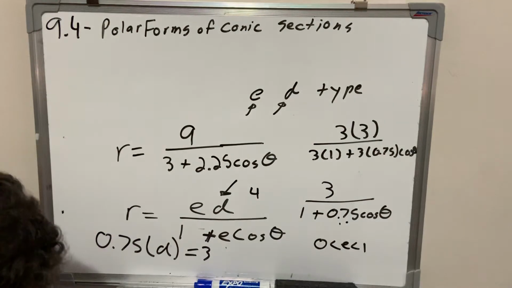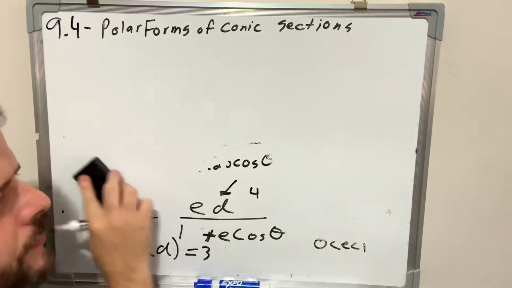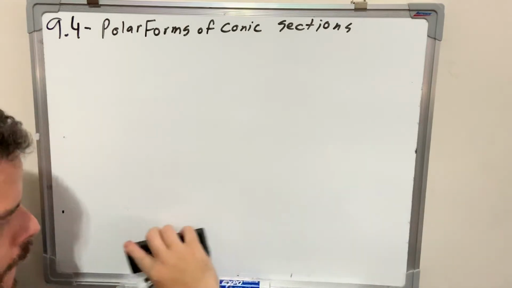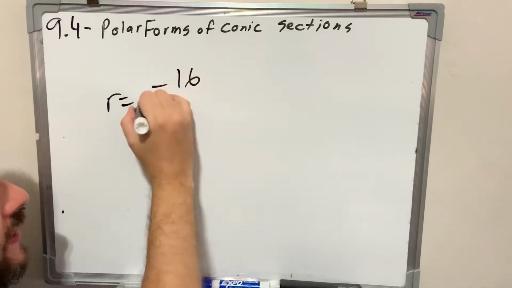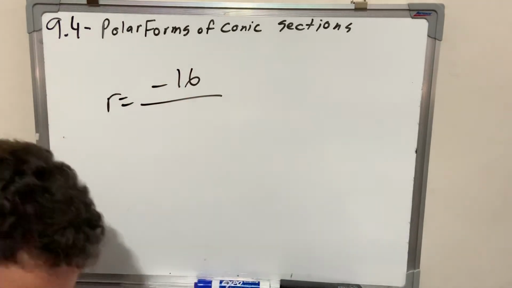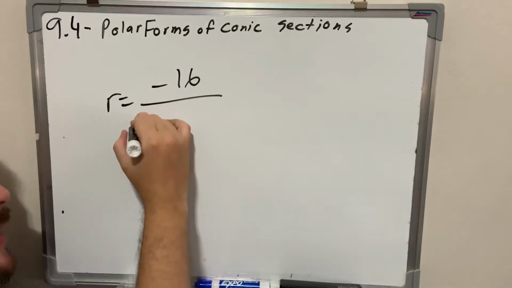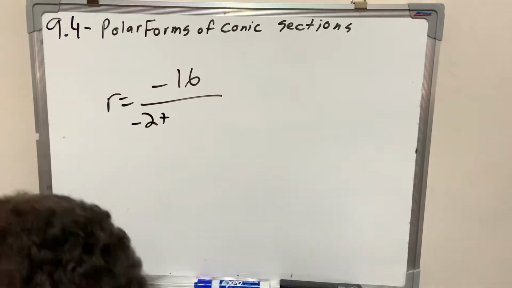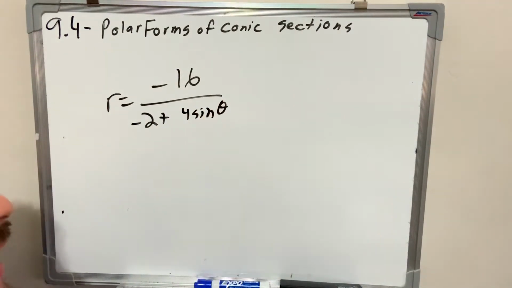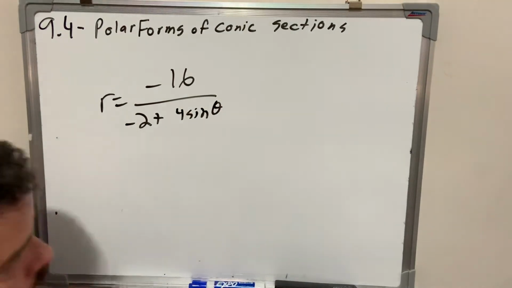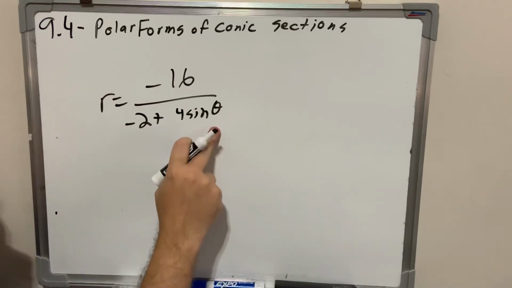Let's do part B from example 1. I have negative 16 over, see here they give me 4 sine theta minus 2, but I'm going to rewrite it as minus 2 plus 4 sine theta. And again, I have to turn this into a 1. So I'm going to divide everything by negative 2.